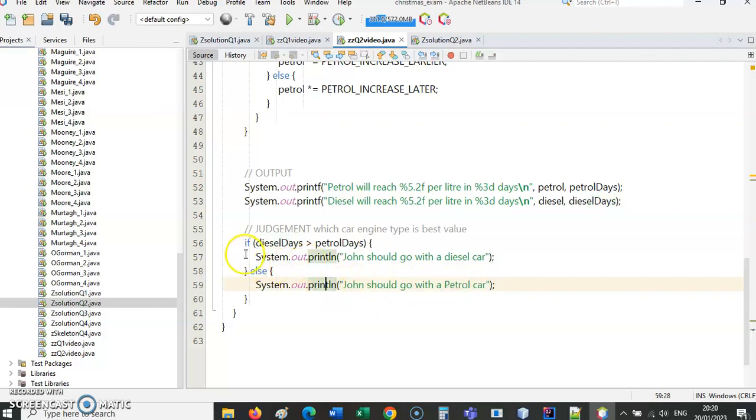Now, you could argue, well, I should have an else if here, else if diesel days, what about diesel days equals petrol days? Now, in this case, that is very unlikely to happen because we're dealing with floating point numbers for the percentage increases. We're dealing with floating point numbers for the petrol prices at the start of 0.9. So it's very unlikely that both prices would be exactly the same. Okay, but arguably you could put in else if diesel days less than petrol days there, else it doesn't matter which one John picks if the prices are the same.